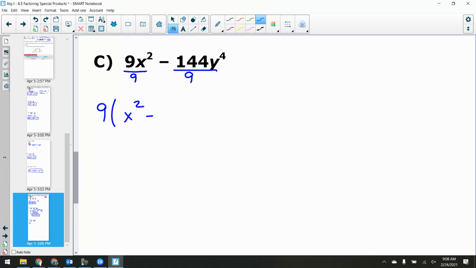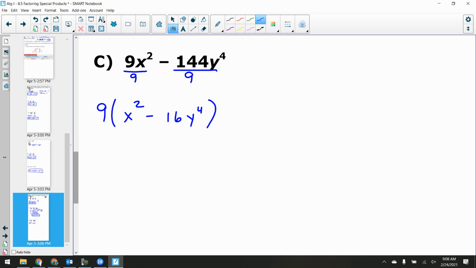So x squared minus 12. No, 16. Excuse me, 16, not 12. 16y to the 4th. Okay, so I keep going inside my parentheses. The only thing I could possibly do is test to see if it's a difference of squares. First off, is it a difference? Second thing, are these all perfect squares?